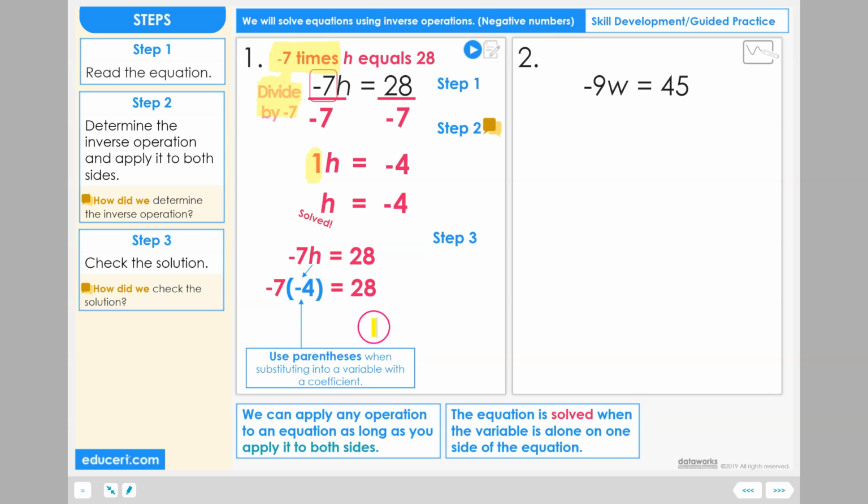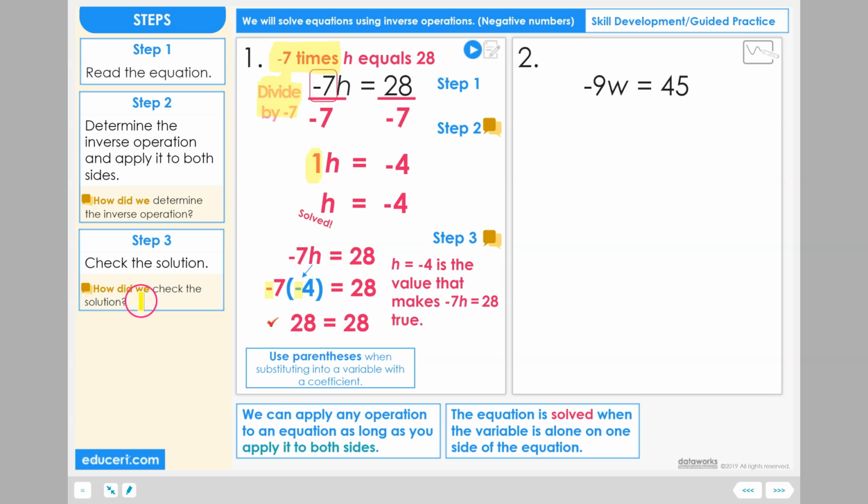Does that equal 28? -7 times -4 will equal a positive 28 because 7 times 4 is 28, and we are multiplying the same signs, both negative. A negative times a negative equals a positive. And so that tells us that our answer is correct. h equals -4 is the value that makes our equation -7 times h equals 28 true.